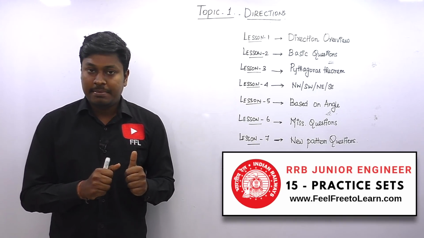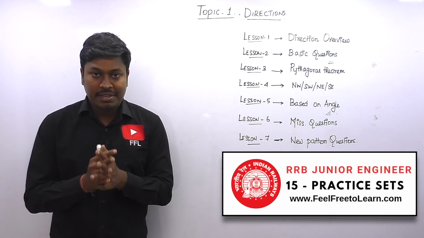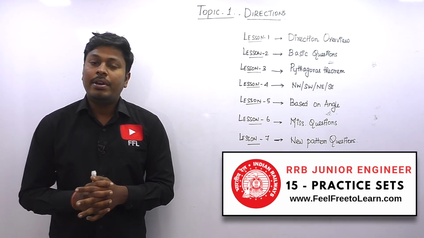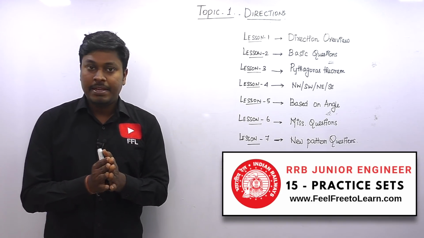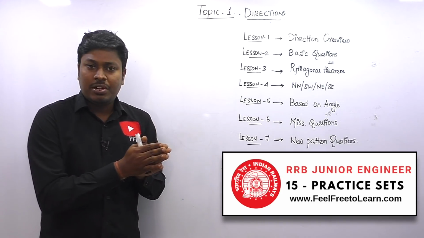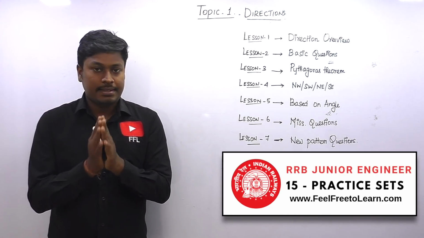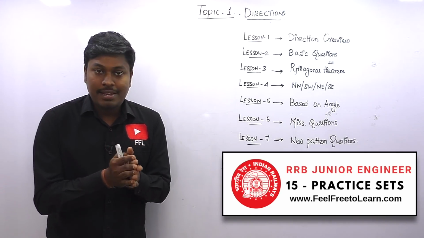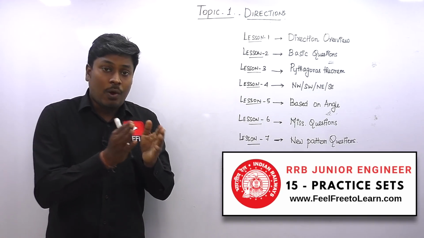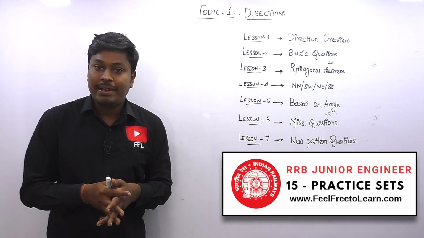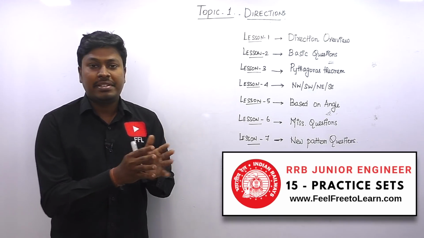So in this lesson number 1 for the preparation of RRB JE 2019, we are going to solve 30 to 40 questions only on the topic directions, because direction is the most important topic for all the competitive prelims exams. In the RRB JE syllabus we can see the topic direction. If you are already preparing for any competitive exam, then you know how the direction question will be.